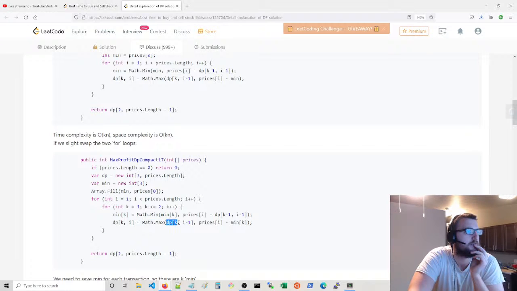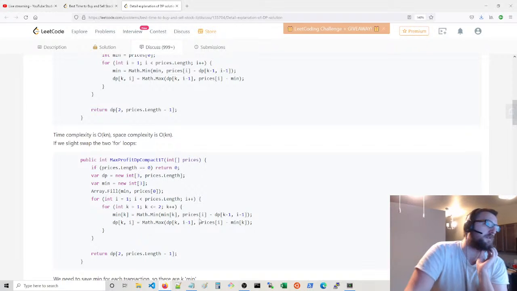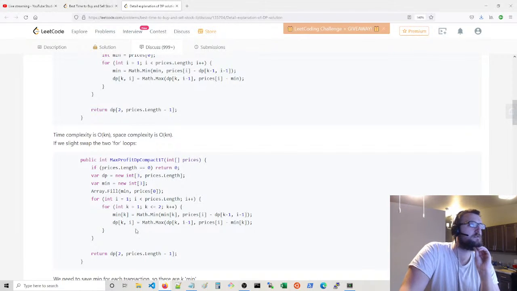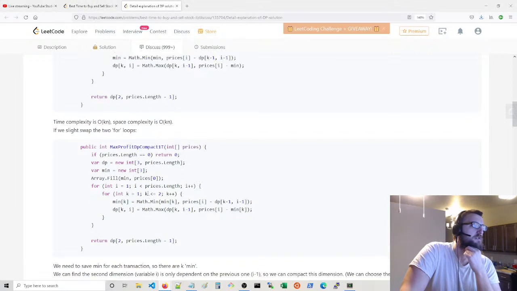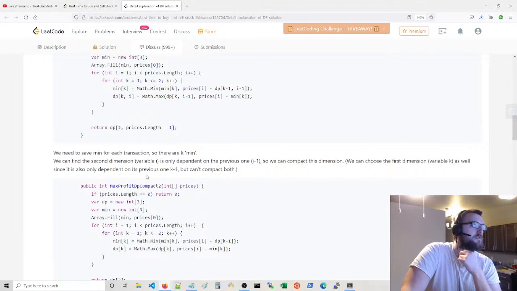Math.max, dp k, i minus 1, price i minus min k. That's really interesting. So yeah, this i minus 1 would be just previous of k, and then this would be current of k, basically. The one where i is, yeah. And so you can use those.